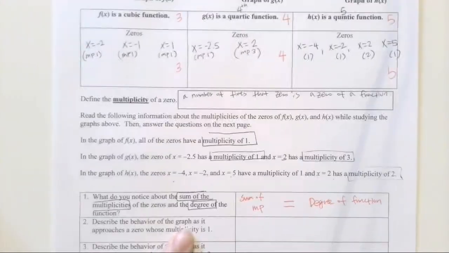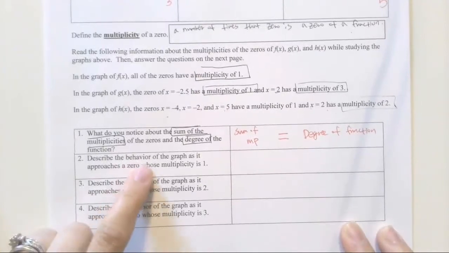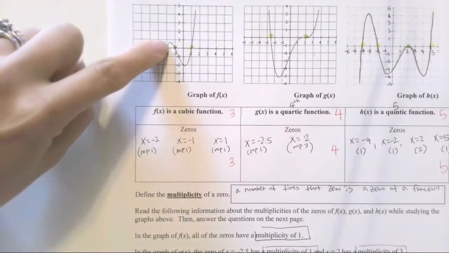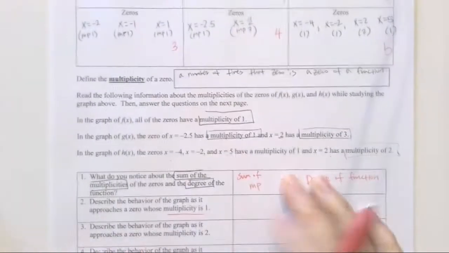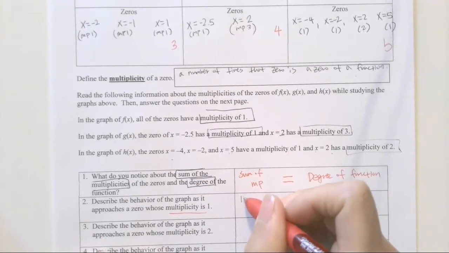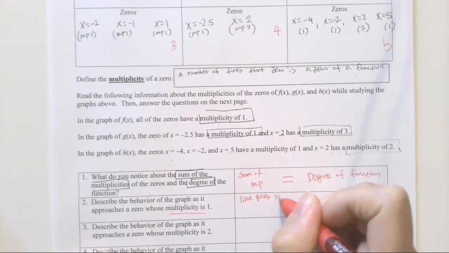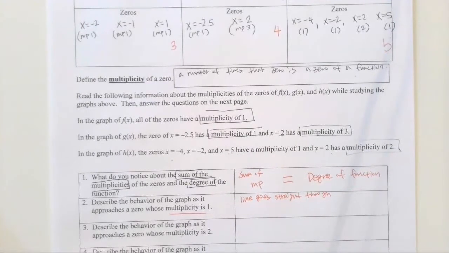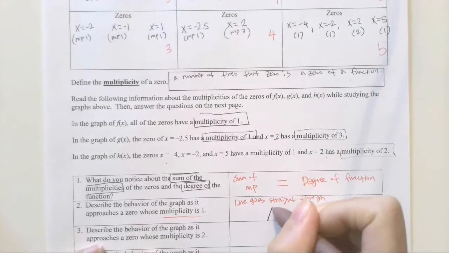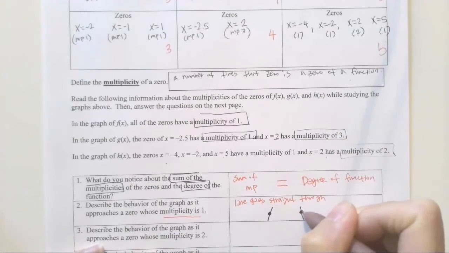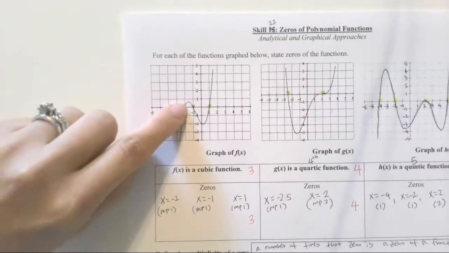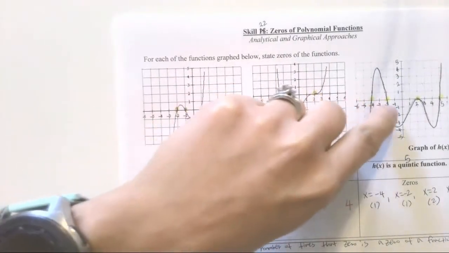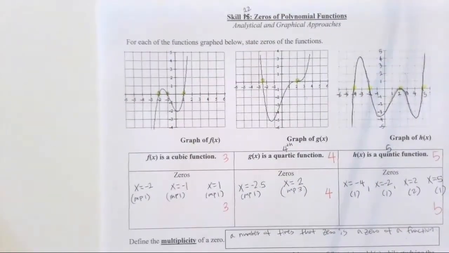Describe the behavior of the graph as it approaches the 0, as you can see, where multiplicity is 1. So like these over here, at negative 2, at negative 1, at 1, what did it look like? It literally looked like just a line goes straight through. Kind of looks like a linear function around it. So it's either going to go up that way or go down that way. Right? Go up through it. Go down through it. Go up through it. Down through it. Down, up, down, whatever. You get the point? Okay.